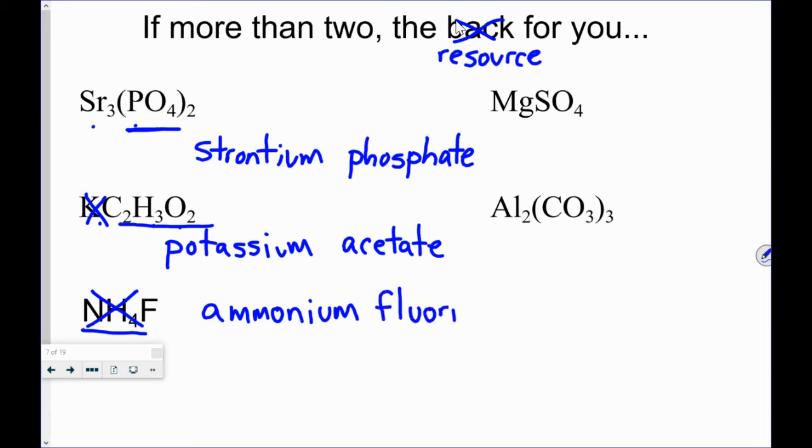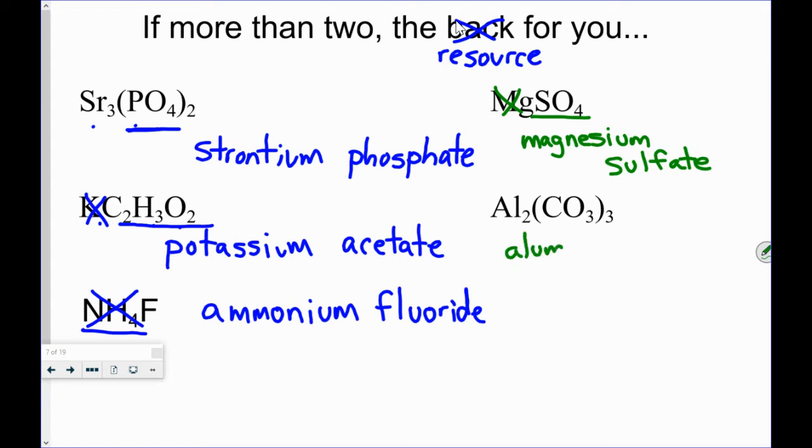F becomes fluoride. If I go quickly through this, okay, we got an Mg. Mg is magnesium. Okay, I named Mg. Now I find SO4 on the back, and that is sulfate. So I just point out on the resource sheet, most of them will end in ate or ite. Al is aluminum. CO3 you would find on there, and that's carbonate. I know I'm going fast, but you can pause if you need to, go back, make sure you're finding these.